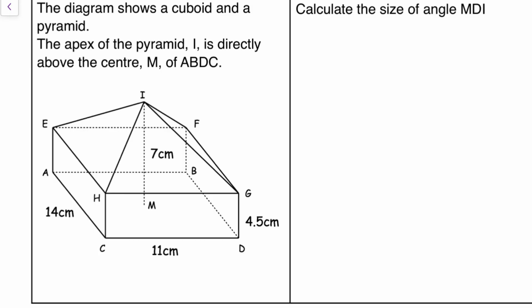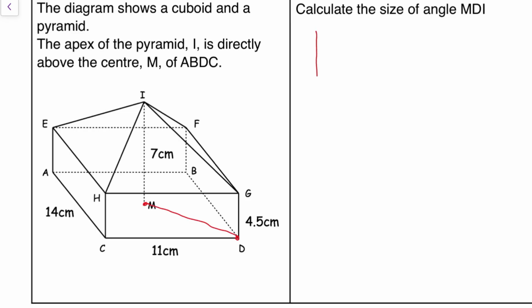Calculate the size of MDI. So M goes to the bottom, D goes to this corner here, and I want, what do I want? I want the size of the angle M to D to I, in other words to the top. Okay, now it's actually not too bad this, I think, because it's given me the height.